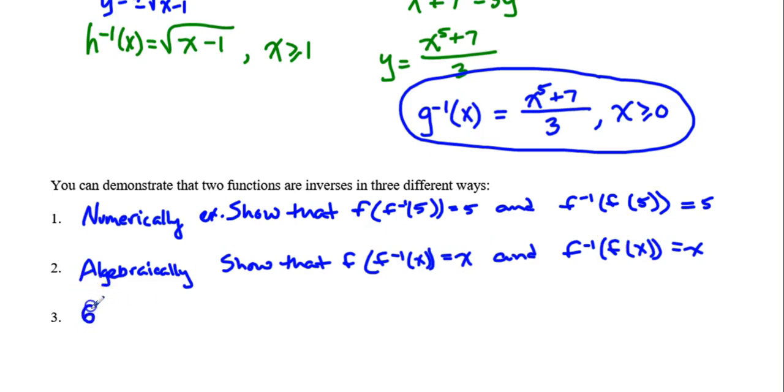And the last way we can demonstrate is by a graph. So take a moment right now to think about what relationship you know exists between any function and the graph of its inverse. And so hopefully you recognize that they are symmetrical about the line y equals x.